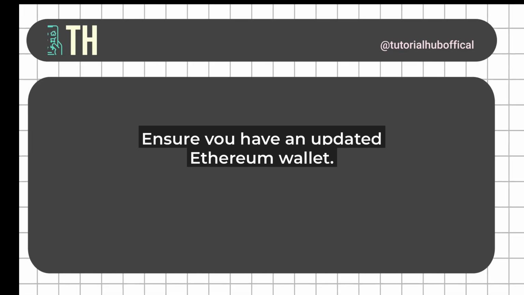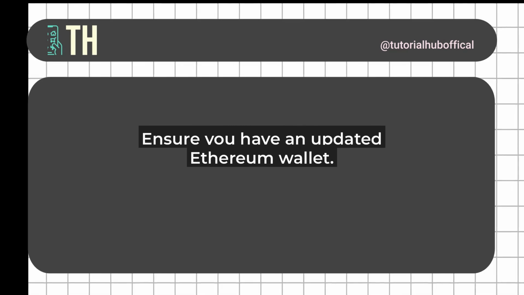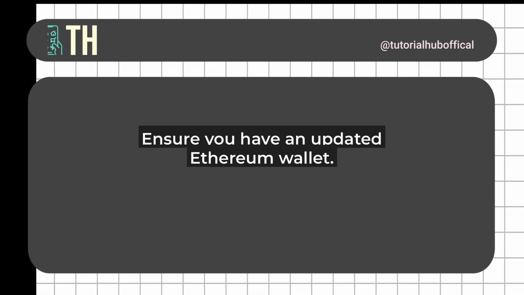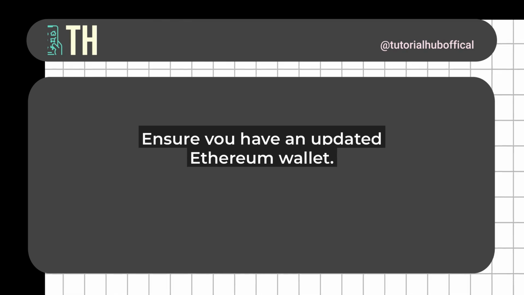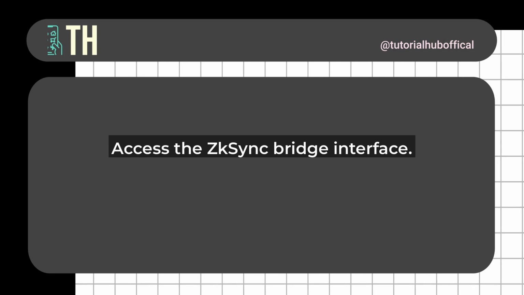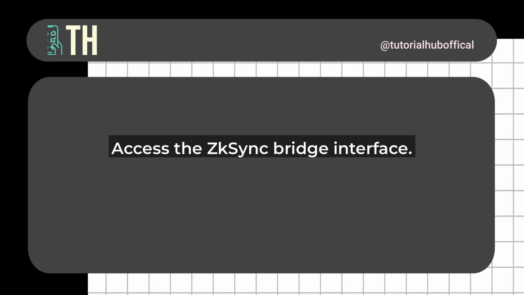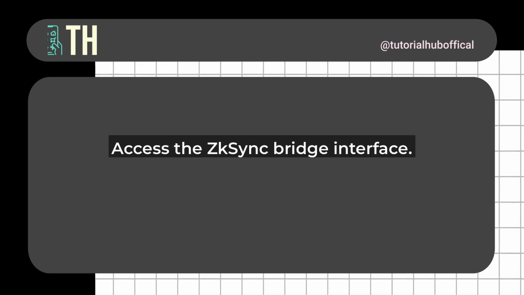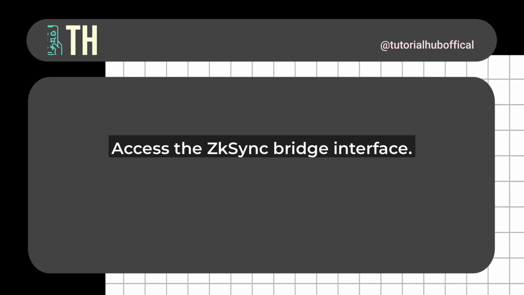Let's get started. First things first, you'll need a few essentials. An Ethereum wallet like MetaMask or something more advanced that's popular by 2025, some ETH in your wallet, and a stable internet connection. Make sure your wallet is updated to the latest version to handle Zksync integrations seamlessly.